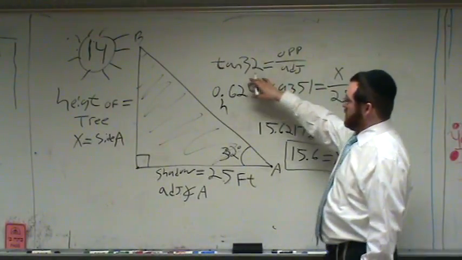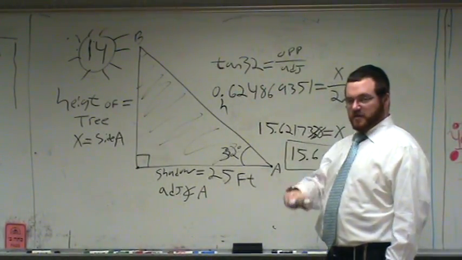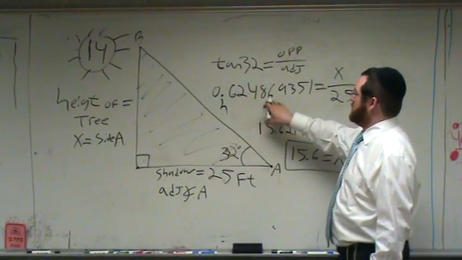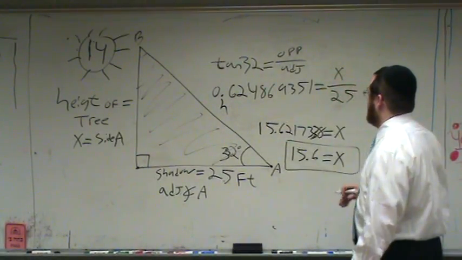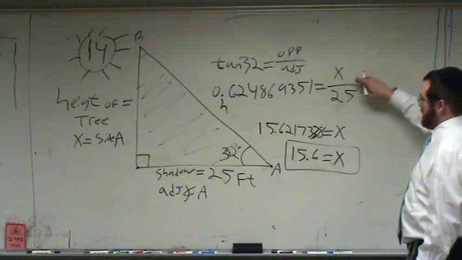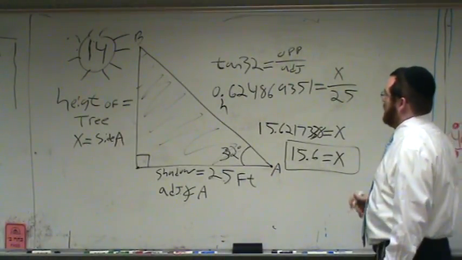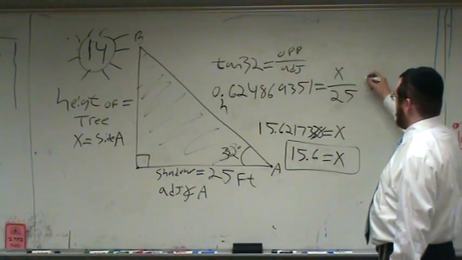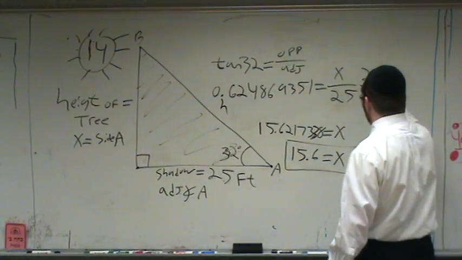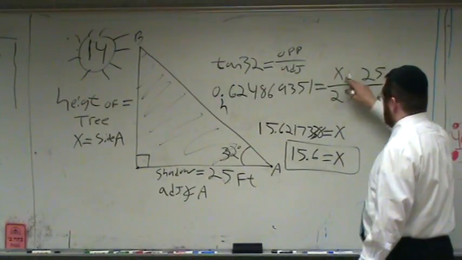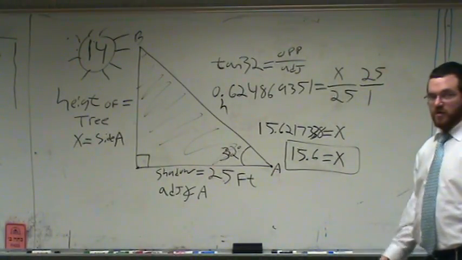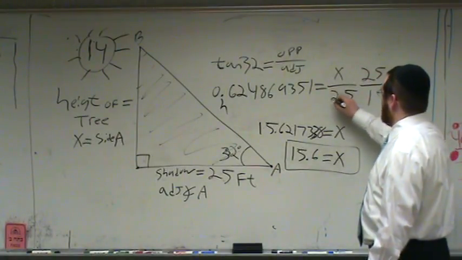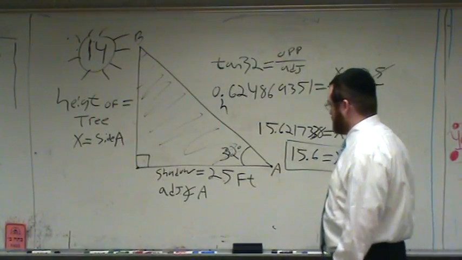So tangent of 32, you hit 32, and then you hit the tangent button, you get 0.624869351 is equal to opposite over adjacent, that's x over 25. To find the height of the tree, what is x, you have to multiply both sides by 25 over 1. Because x divided by 25 you don't want. You want x by itself. So x divided by 25 times 25 just becomes x.